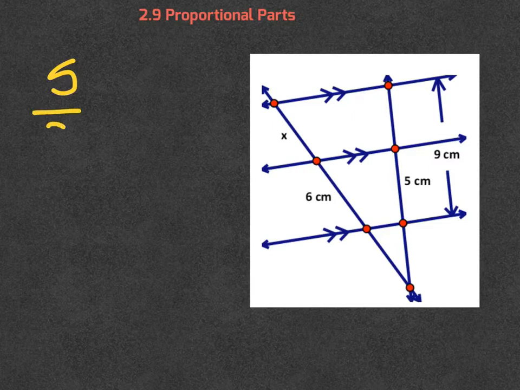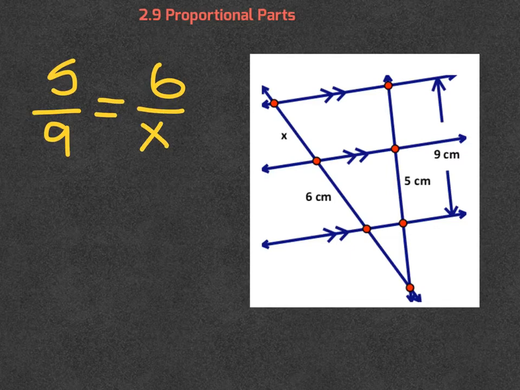5 is to 9 as 6 is to x. Now, I can't tell you how many students write that and how many times I have to tell them that that's wrong. Let's take a look why. Here's the 5 from here, and we're comparing to the 9 here. Then over here, we're saying it's the 6 here. That looks good. And then we're comparing to the x here.